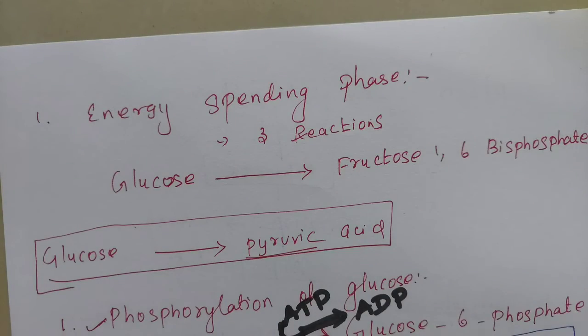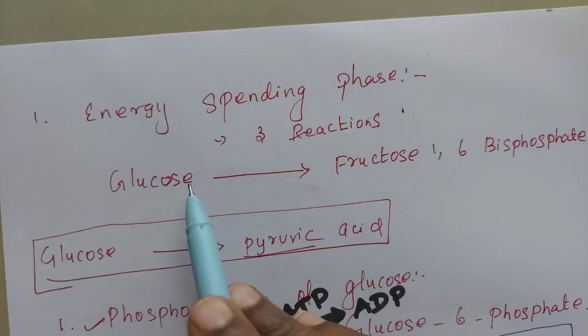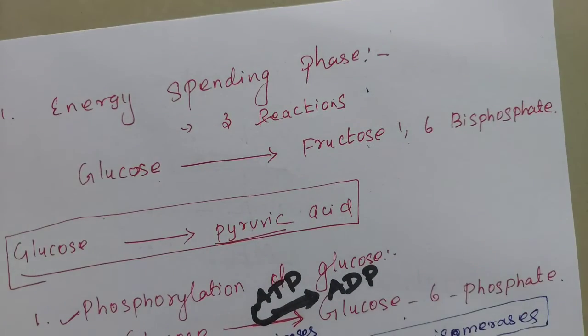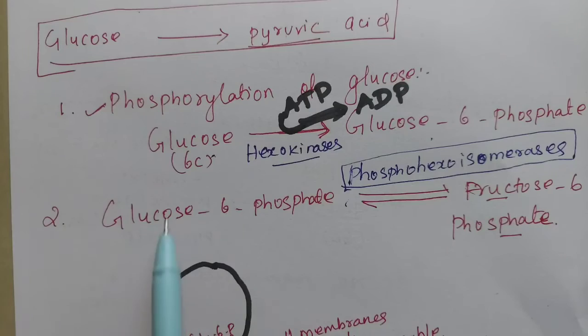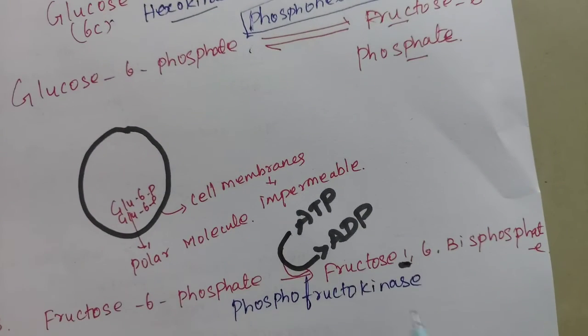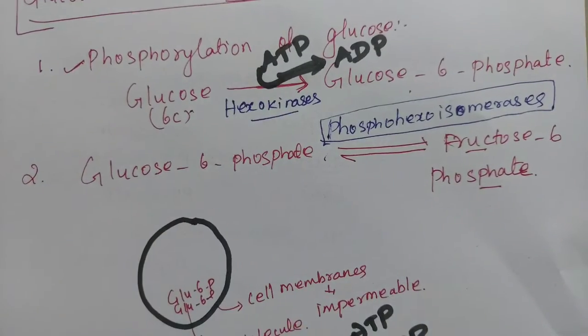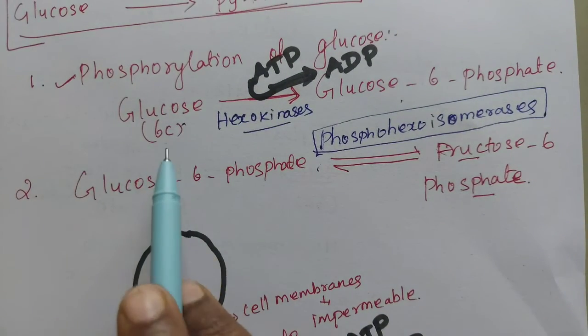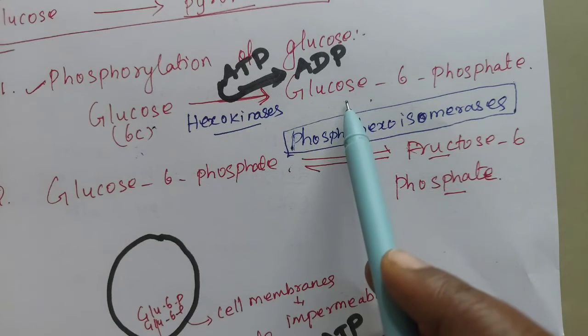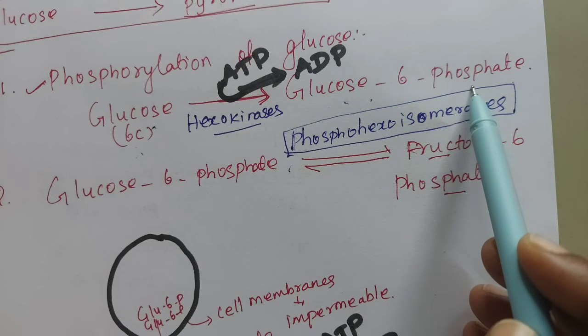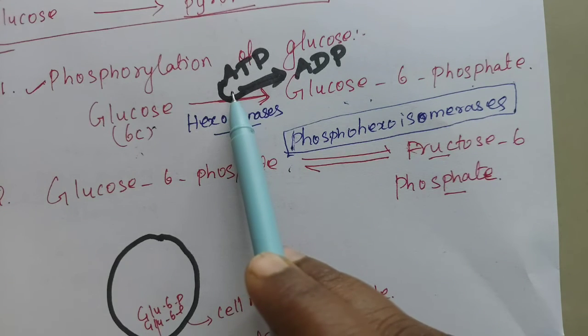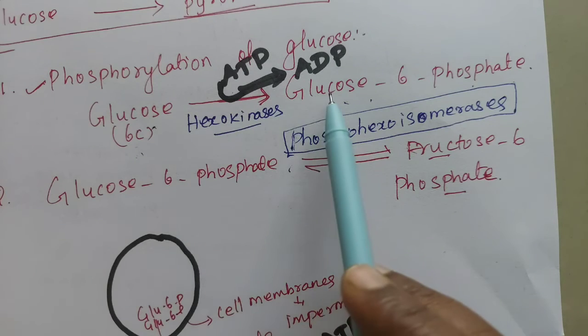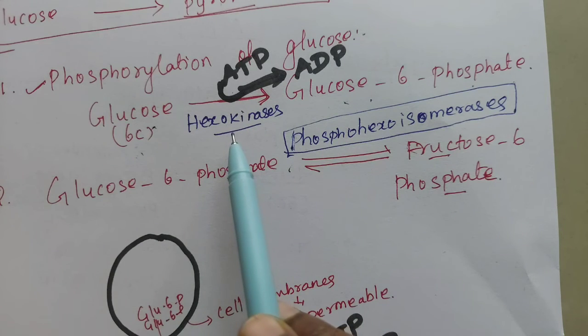I'm repeating again the energy spending phase. It involves three reactions, that is the conversion of glucose into fructose 1,6-bisphosphate. That is what we have learnt as a series of reactions. Glucose is converted into fructose 1,6-bisphosphate by a series of three reactions. During the first reaction, a 6-carbon compound is converted into glucose 6-phosphate. Addition of one phosphate group occurs with the help of an ATP molecule, and this reaction is catalyzed by an enzyme known as hexokinase.